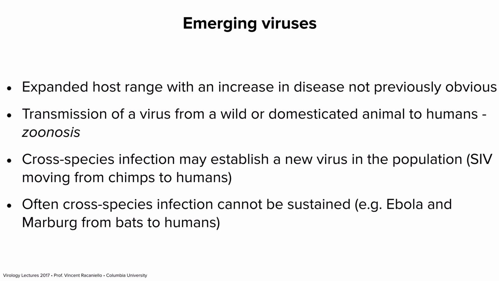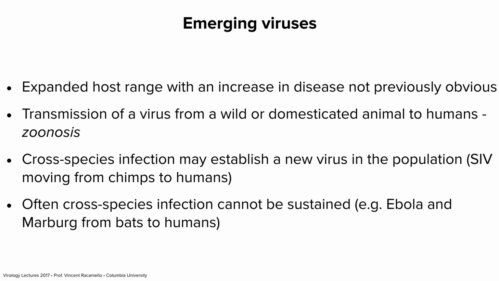So, Ebolavirus started infecting humans, as far as we know, in the 70s, but probably infected us long before. And that virus has been around for ages. We just didn't know it existed. Sometimes cross-species infection establishes a new virus in the population, like SIV moving from chimps to humans. We'll devote an entire lecture next time talking about that jump.